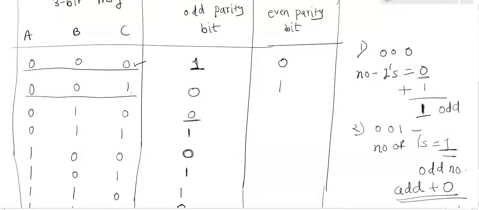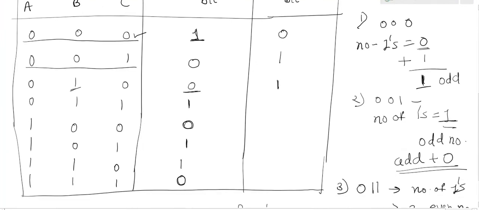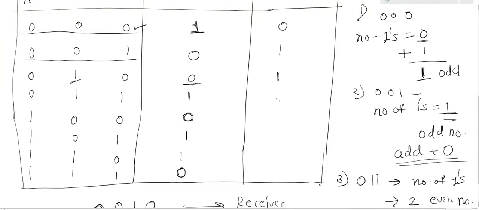So 1, 1. How many now? 1, 1, 2. Now 2 is an even number. Similarly, 0, 1, 0. The number of ones is 1. We need to add an extra bit 1, which will make the number of ones 2. 2 is an even number. Now for 0, 1, 1. The number of ones is 2. 2 is an even number. No need to add an extra bit 1. So the even parity bit will be 0.